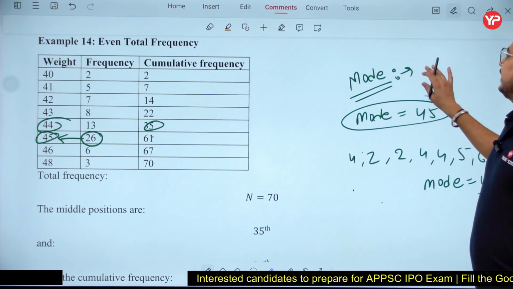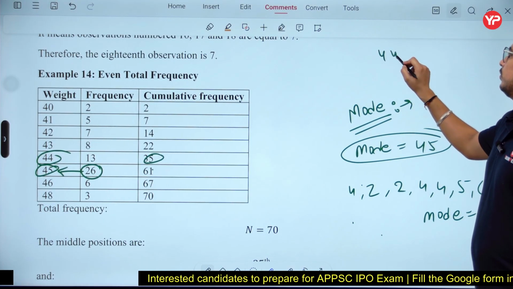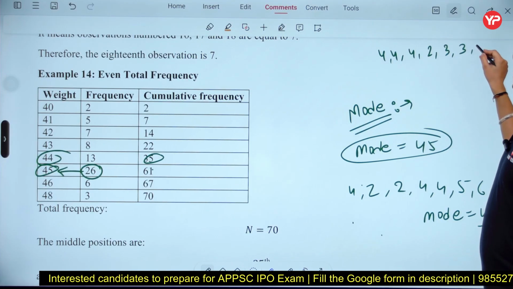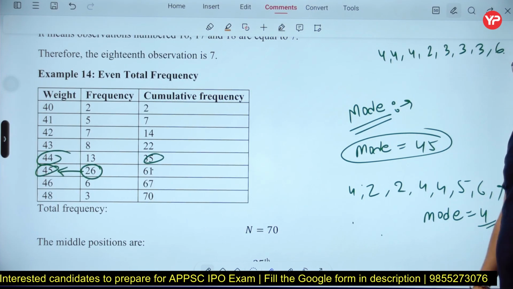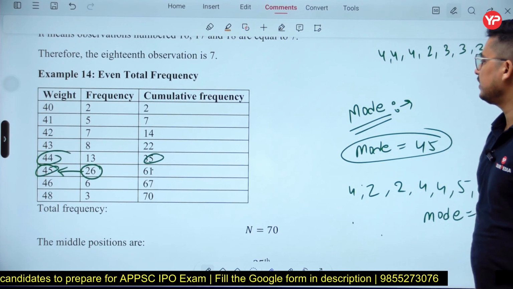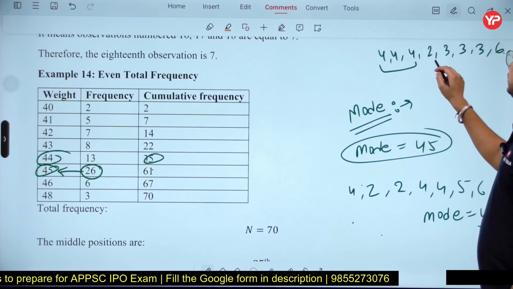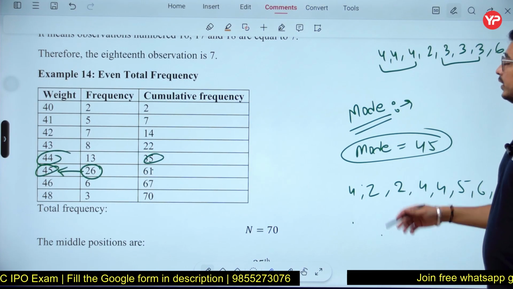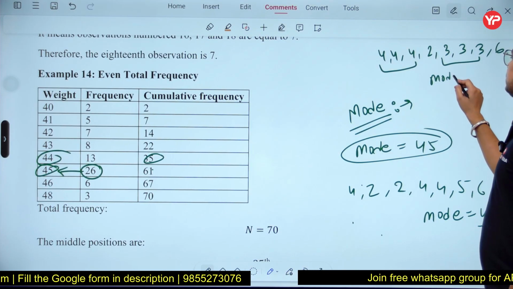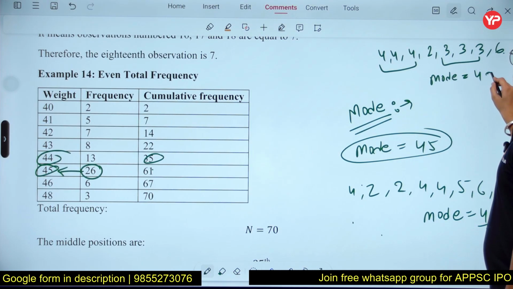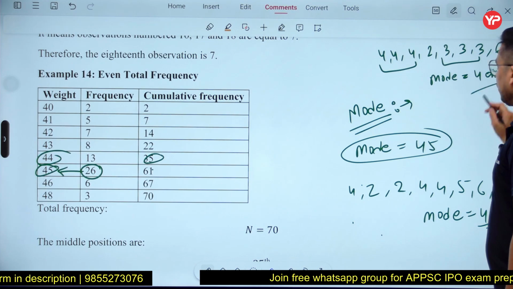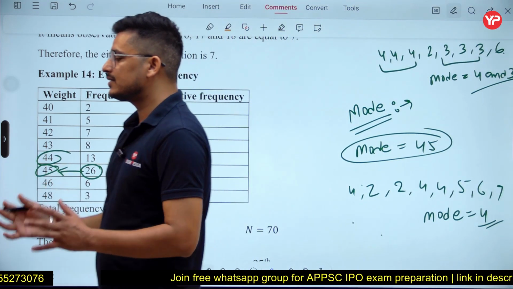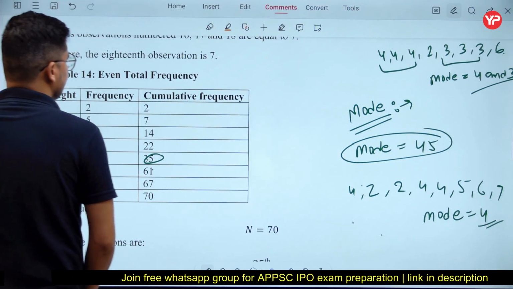Let us take an example: 4, 4, 4, 2, 3, 3, 3 and 6. Inside this data, if I observe, the 4 is repeated 3 times and 3 is also repeated 3 times. So it does not have a single mode; it has two modes, 4 and 3. Both 4 and 3 are the mode of this given data. So that is the thing about the mode and median.